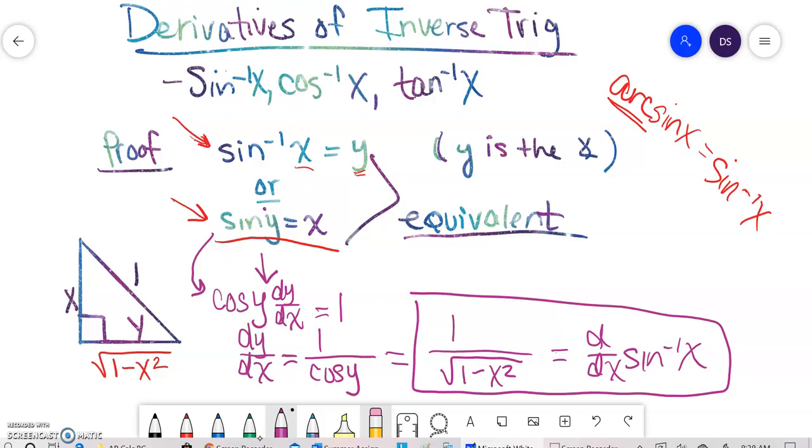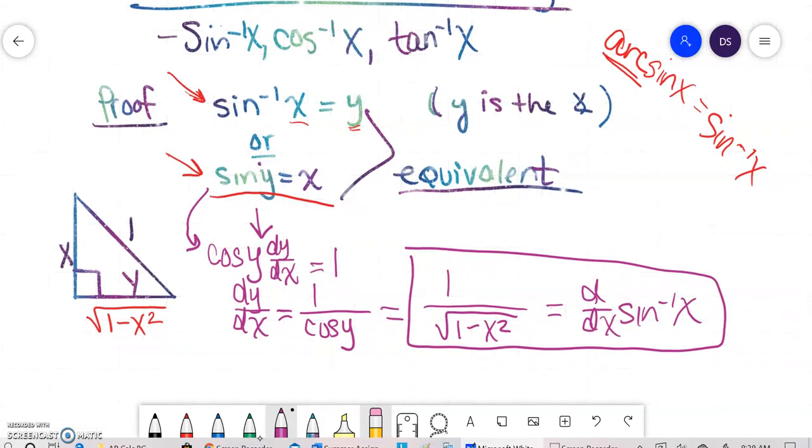Again, we took implicit differentiation. Sine of y is cosine of y dy dx. Derivative of x is 1. Divide out the cosine. And then over here, I want the cosine of y, so I'm looking for the ratio of the adjacent over the hypotenuse, which would just be radical 1 minus x squared. So now you can memorize. You'll never have to see that proof again. I mean, you may see it, but not for BC. Now you can just memorize that the derivative of inverse sine is 1 over the square root of 1 minus x squared. Okay.